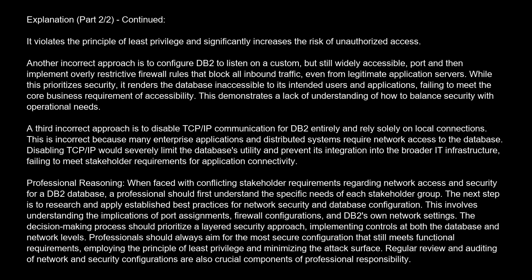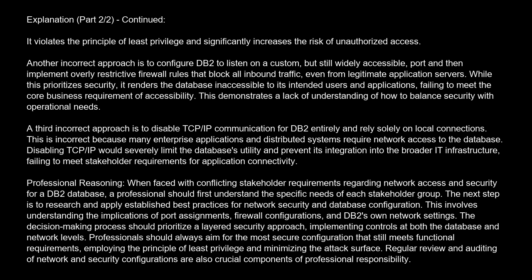Professional reasoning. When faced with conflicting stakeholder requirements regarding network access and security for a DB2 database, a professional should first understand the specific needs of each stakeholder group. The next step is to research and apply established best practices for network security and database configuration. This involves understanding the implications of port assignments, firewall configurations, and DB2-owned network settings.